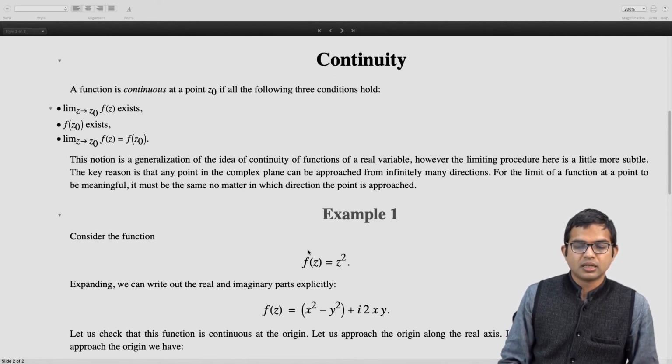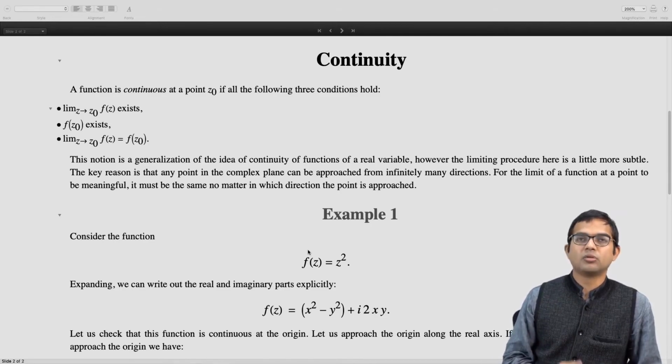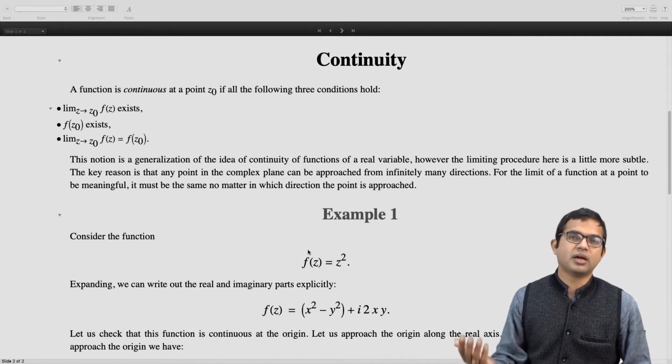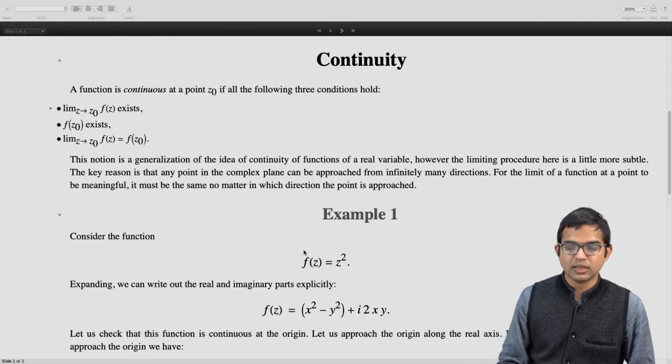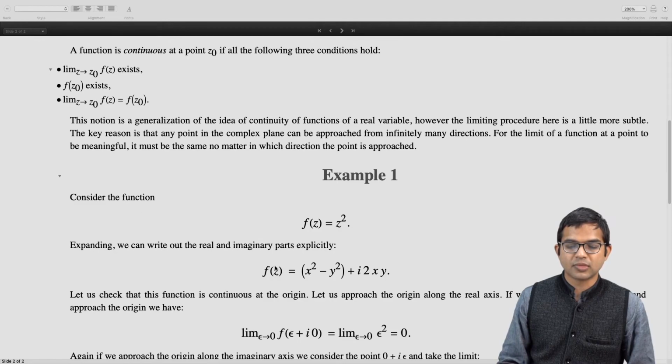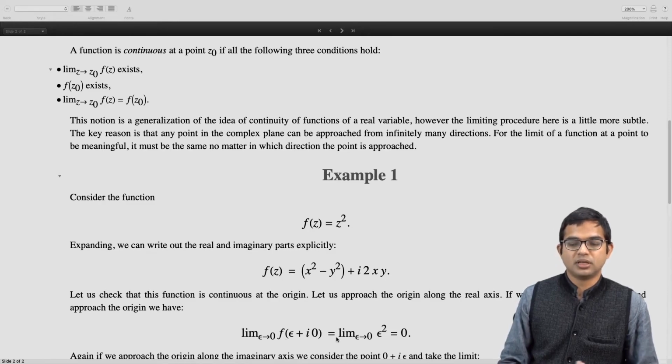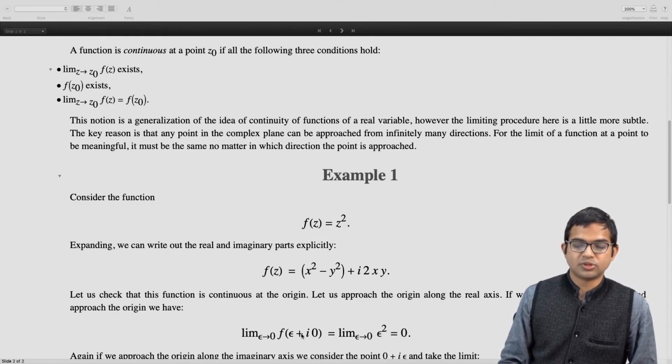And so if you check the continuity of this function at the origin, suppose you approach the origin along the real axis. You imagine taking a point like epsilon plus i0. So you are on the real axis, so it's only epsilon that is a variable, so i always has 0 along with it. As we approach the origin, this is the limit that we must consider: limit as epsilon tends to 0 of f of epsilon plus i0, which is equal to limit as epsilon tends to 0 of just epsilon squared. The argument is simply epsilon. And indeed, as epsilon goes to 0, this is going to go to 0.